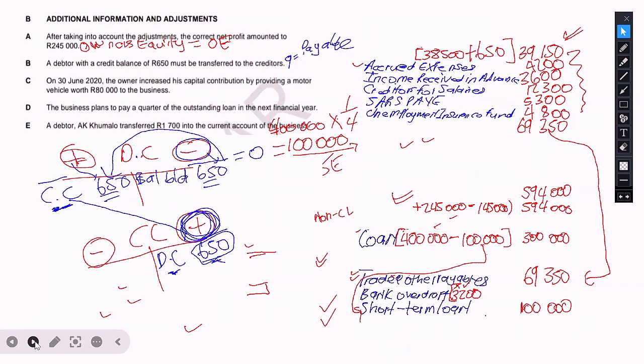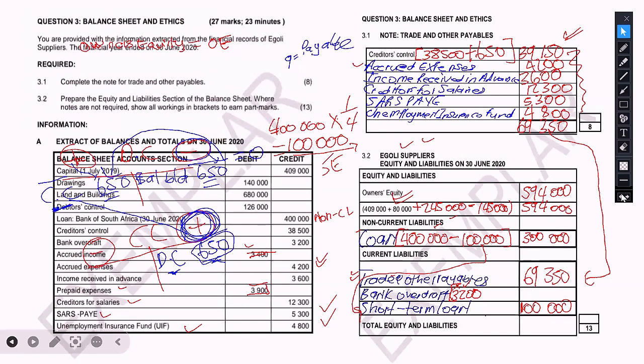Right. Therefore, the last information, I think, yes. So we have a debtor, Kumalo, who transferred 1,700 into the current account of the business. Okay. So since we have a bank overdraft, we overdrew an amount of 3,200. Therefore, we also had a debtor who transferred. So we will minus that 1,700. When we subtract, it's going to be 1,500. Right. So total current liabilities now will be 170,850. Right, so it's 170,850.